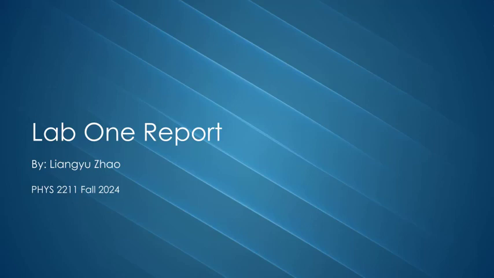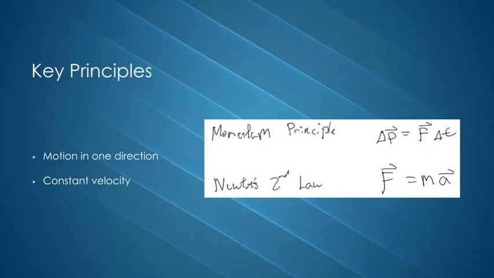Hello, this is my lab report for Lab 1 of Physics 2211. This lab focuses on constant velocity in one direction. We will be using the momentum principle and Newton's laws.